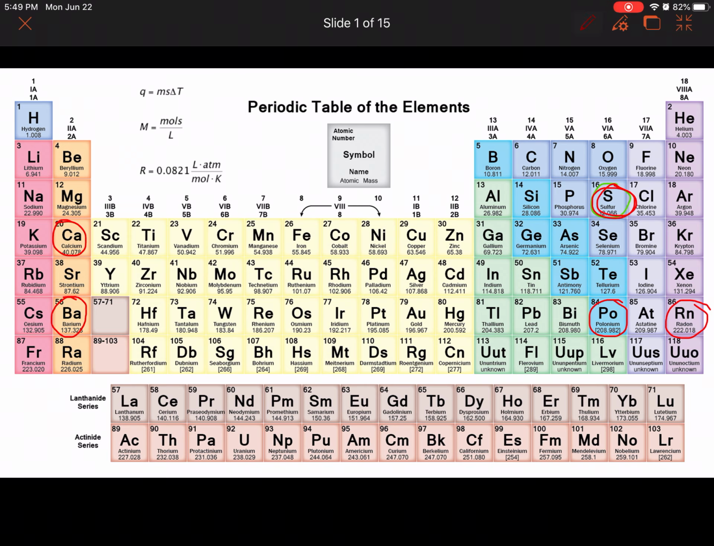So what happens as you go across the periodic table? The size decreases. As you go down, size increases. So obviously calcium and sulfur are out. And then you look at barium, polonium, radon. They are in the same period. So as we go along the period, size decreases. So then the biggest atom is going to be barium. Okay, largest atomic size.